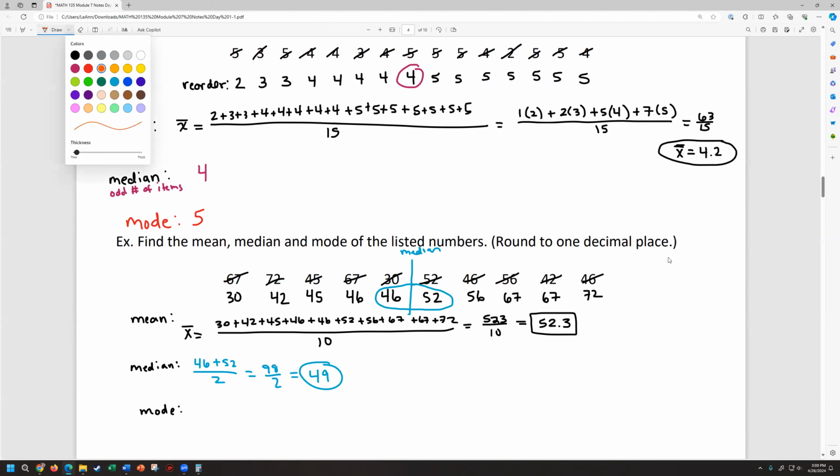Now I have two modes in this specific problem. We have two 46s, but we also have exactly two 67s. So this is what I meant by sometimes you can have more than one mode. They both are modes because they both occur more frequently than any of the other numbers, and they also occur with the same frequency.